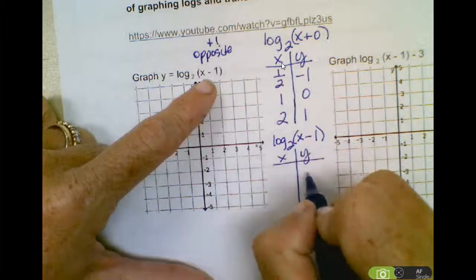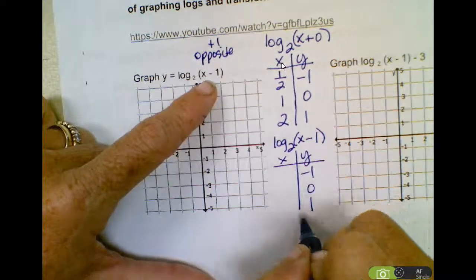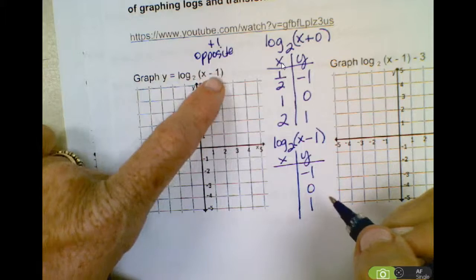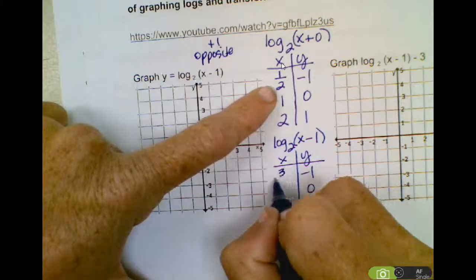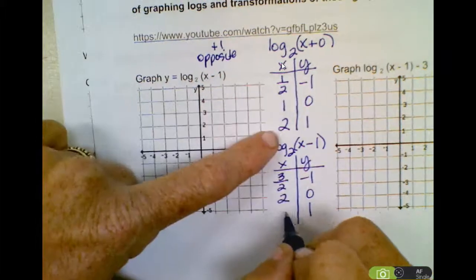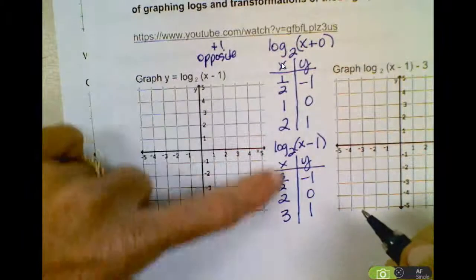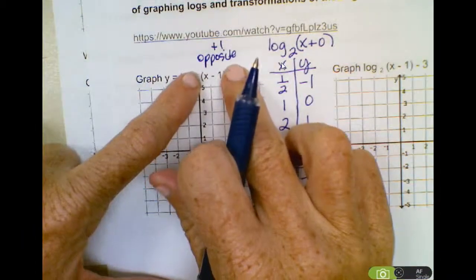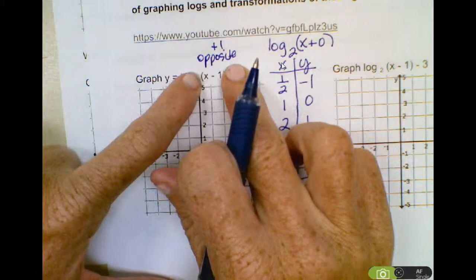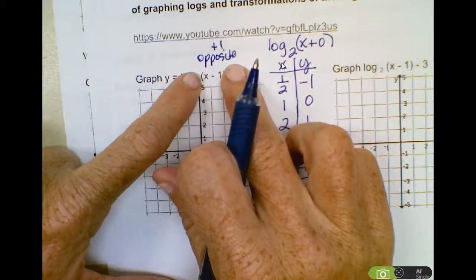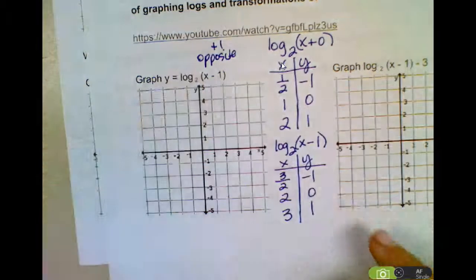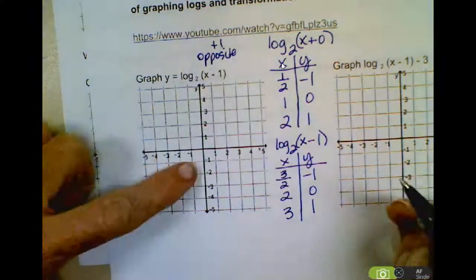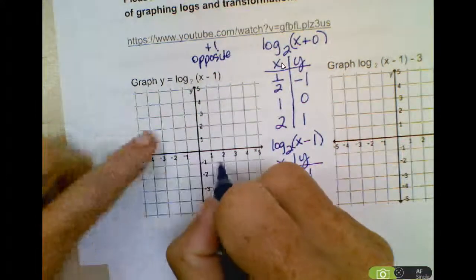So we would have a negative, these don't change, but each of our x's increased by 1 because I've got to compensate for that -1 there. So that would be 3/2, 2, and 3. I just increased each of these by 1. My goal is to get whatever that value is within the parentheses just to be x. In order to do that, I have to add 1 to all of my x values. So this would then be 3/2, -1.